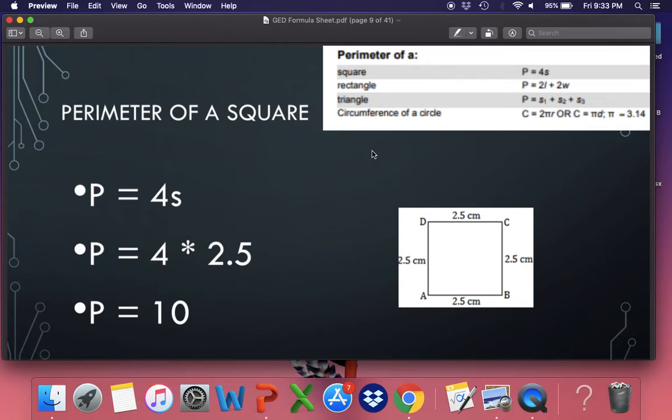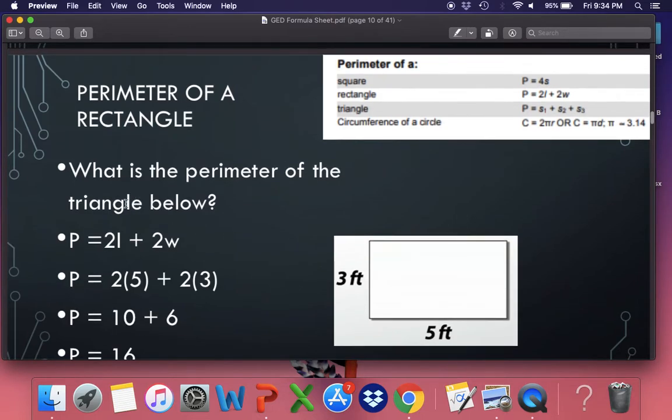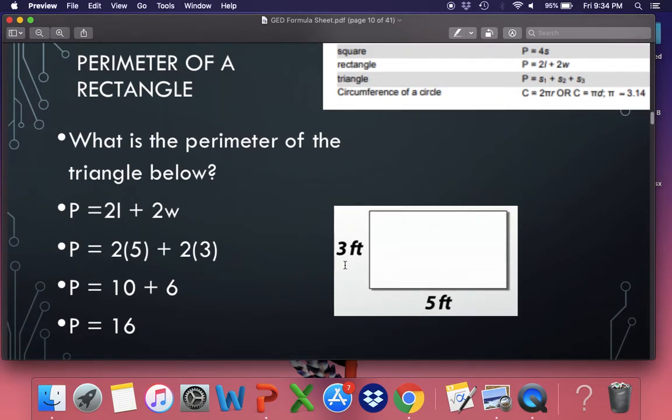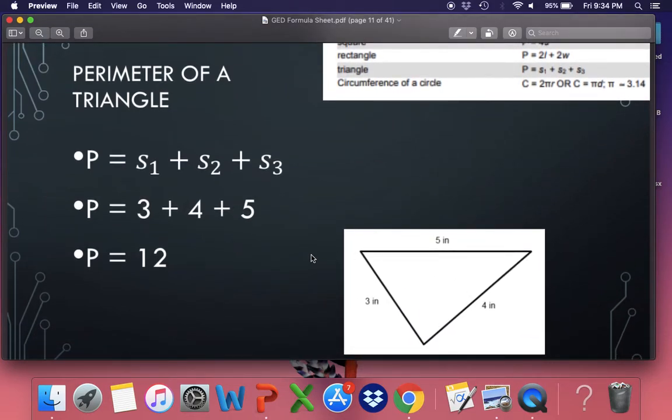So perimeter of a square is 4s, or 4 times the side. Each side is 2.5, so 4 times 2.5, or you can just, if you see it, 2.5 plus 2.5 plus 2.5 plus 2.5 will give you 10. The perimeter of a rectangle is twice the length plus twice the width. So either that, or remember this side is 3, so that has to be 3. This side's 5, so that side has to be 5. Or twice the length, 2 times 5, plus 2 times 3. So 10 plus 6 is 16. And then perimeter of a triangle is just your 3 sides added up. 3 plus 4 plus 5 will give you 12.